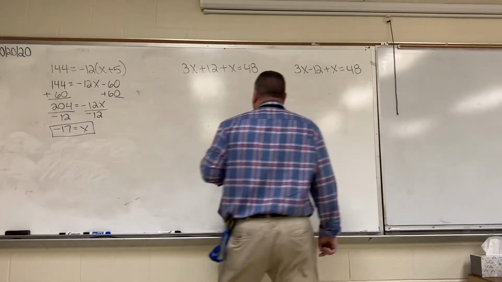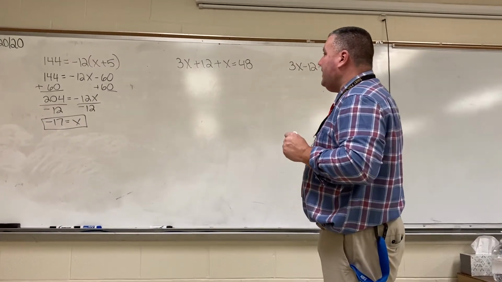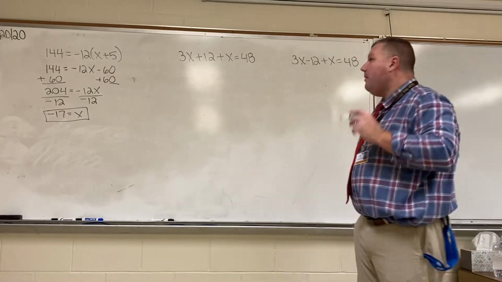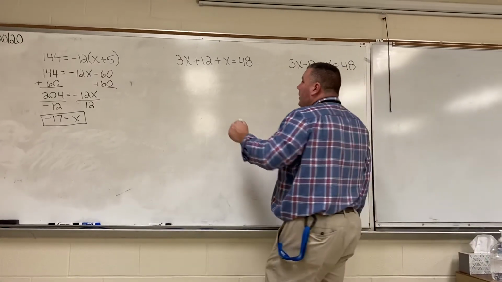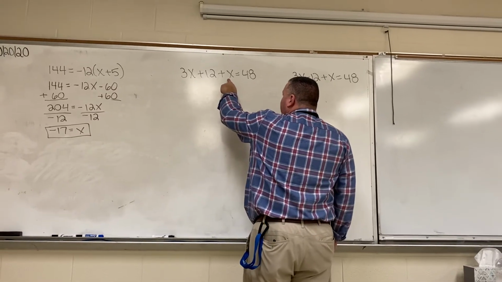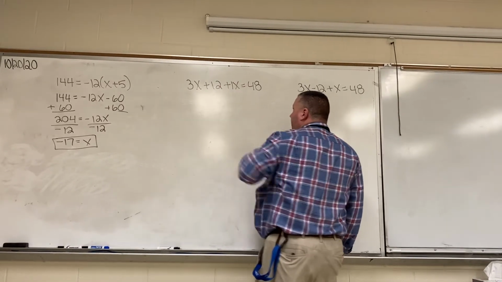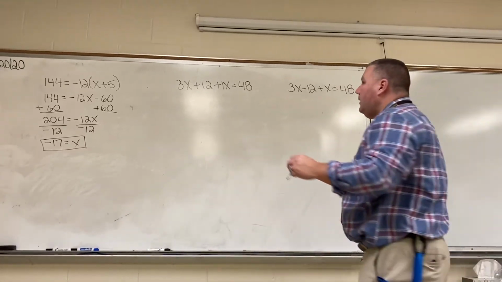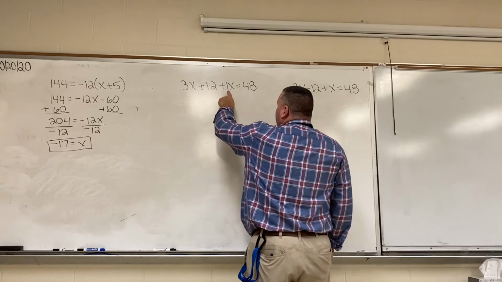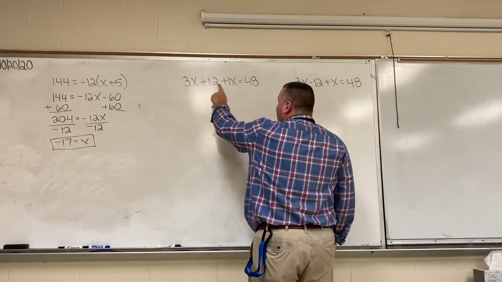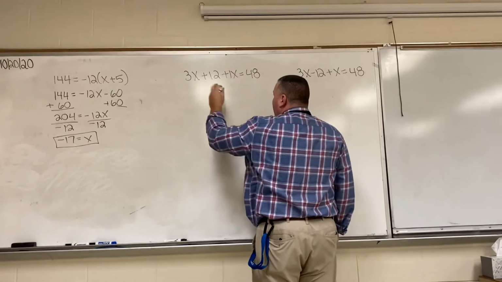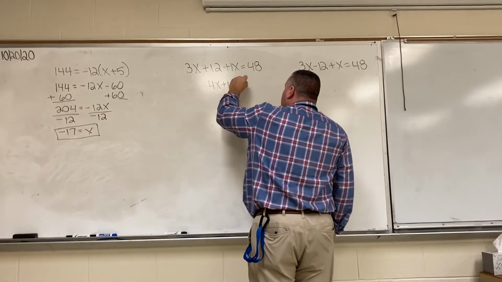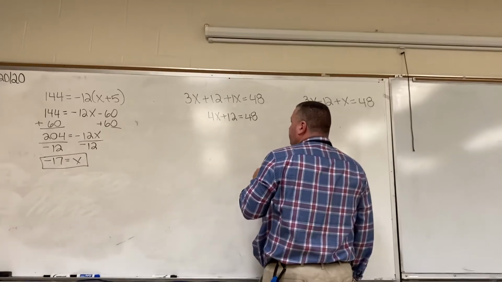So over here we have a couple of terms that need to be combined before we start moving numbers around, okay? Whenever you see a variable by itself, it's understood that there's a 1 in front. A lot of times students will forget to account for that 1. So we have 3x plus 1x. These are like terms, same variable raised to the same power. So that is 4x plus 12 is equal to 48.